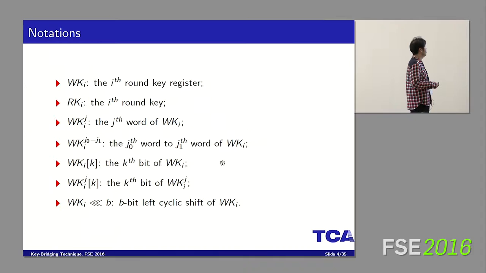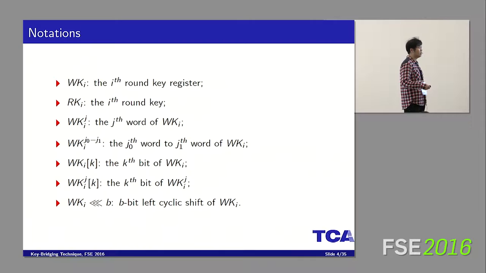In this paper, WKi means the ith long key register. RKi means the ith round key. WKi,j means the jth word of WKi. WKi,j0 to j1 means the j0th word to the j1th word of WKi. WKi,k means the kth bit of WKi. WKi,j,k means the kth bit of WKi,j. WKi left shift b means b-bit left cyclic shift of WKi.